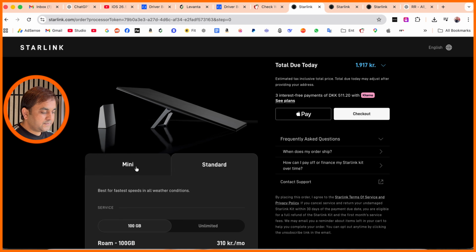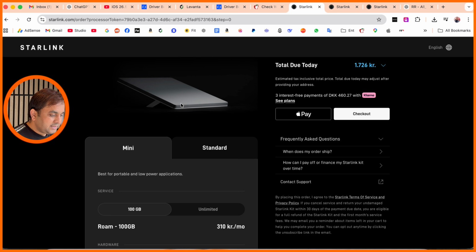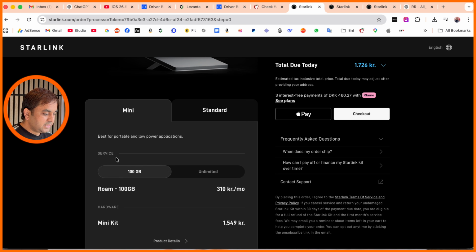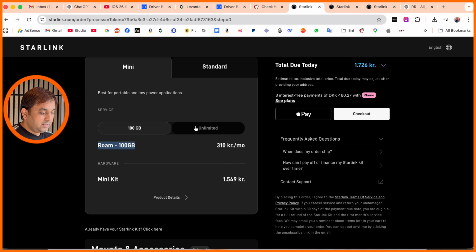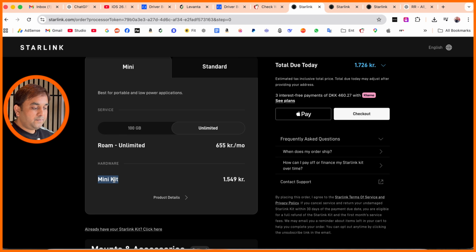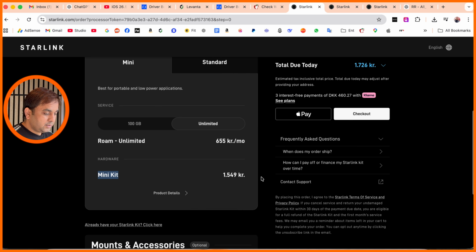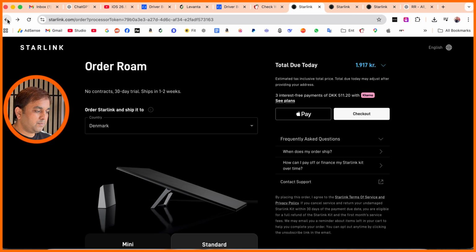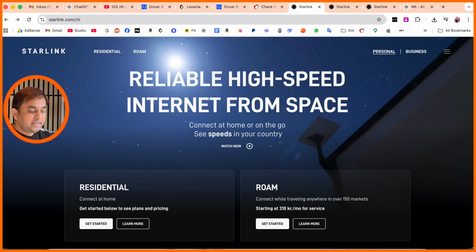The standard kit is more or less the same as the residential kit. The mini kit is a little tiny, and here two options are available: Roam 100 GB and unlimited GB. If you use only 100 GB of data, you need to pay 310 krona. If you use unlimited data, you need to pay 655 Danish krona per month. And the mini kit is not free; you need to pay 1549 krona. So this is the information on subscription plans and how you order in the European market.